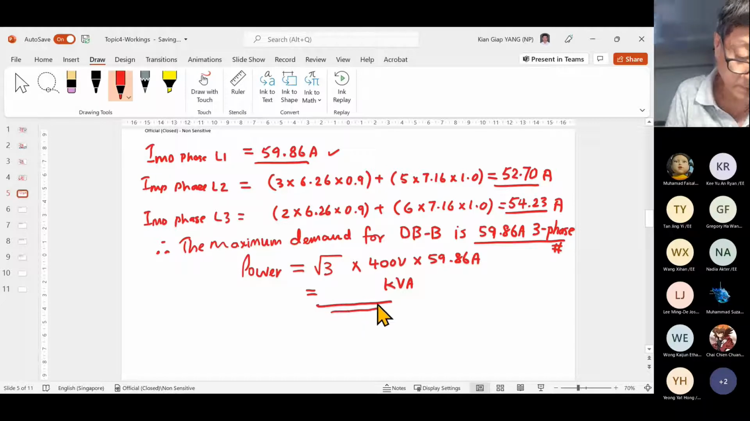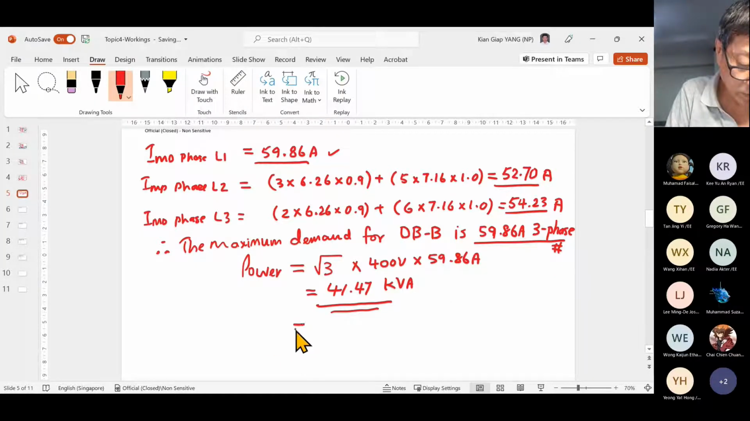Therefore, the power for this board is how many kVA? Can you give me the number? √3 times 400 volt times 59.86 ampere. How many kVA is this? Anybody can be faster than me? 41.5. 41.47. Don't round up so fast. 41.47 kVA.